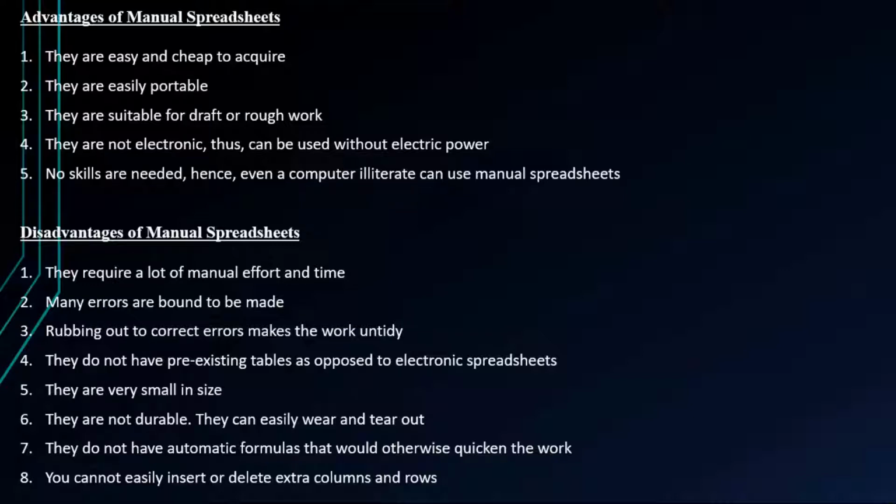Then they do not have automatic formulas. If you want a formula, you have to use your brain. You enter the formula in the calculator, you get the answer, you put it in the book. Sometimes, because we're human beings, the formula you enter is even wrong. So it is also a disadvantage.